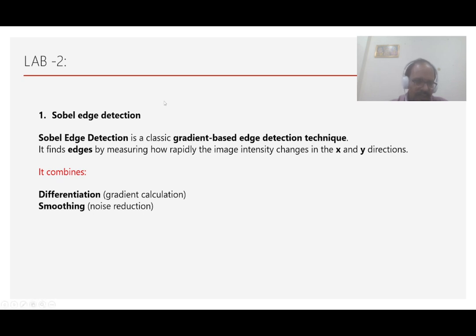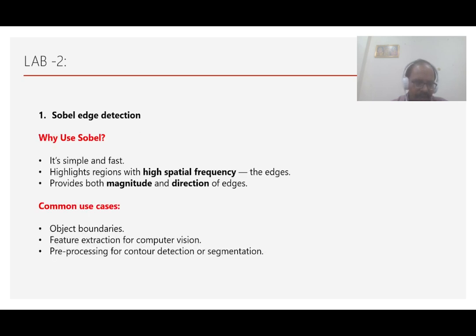detection. What is the Sobel edge detection? It is a gradient based edge detection technique, which is to find edges by measuring the rapid changes in the intensity of the images, that is, rapid changes in the intensity of the images in the X and Y direction. And it combines both differentiation as well as smoothing techniques. Differentiation for gradient calculation, smoothing for noise reduction.